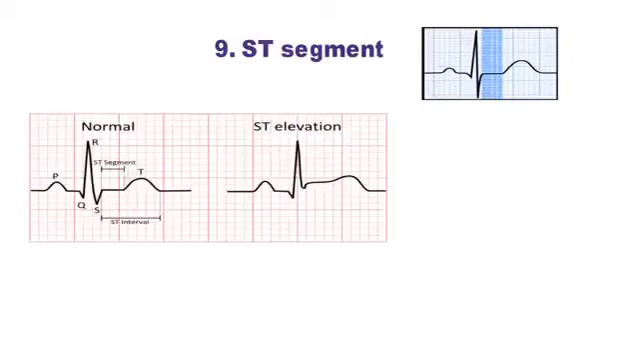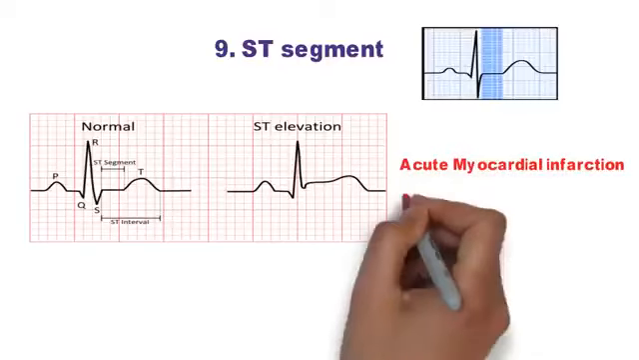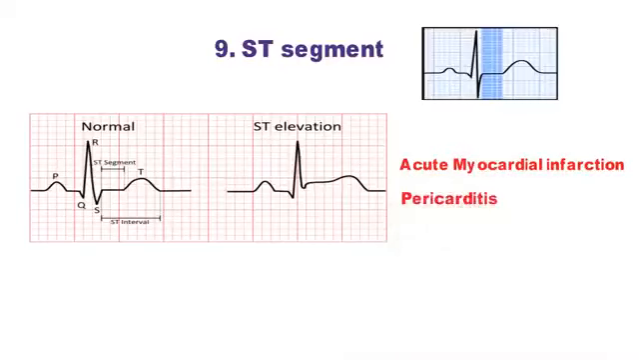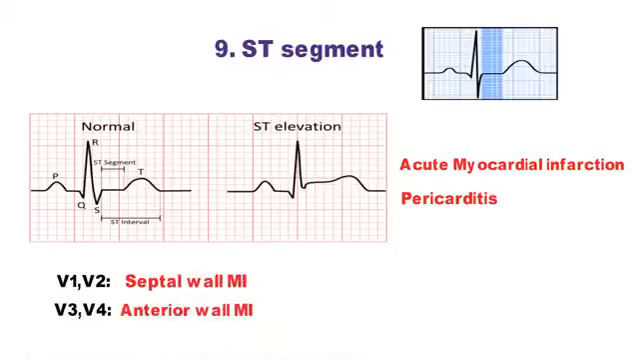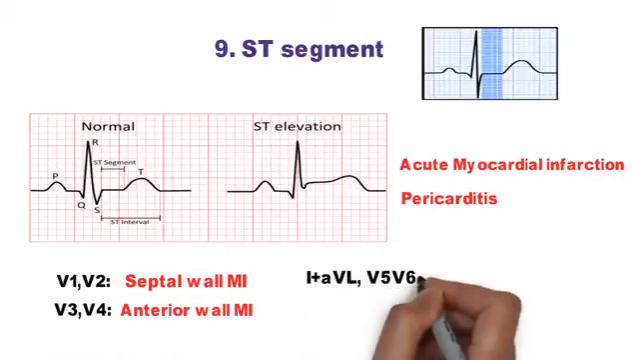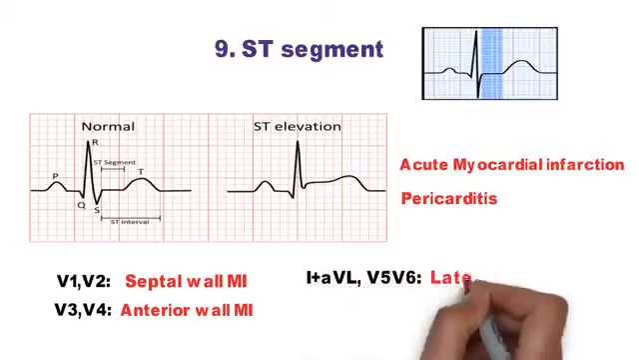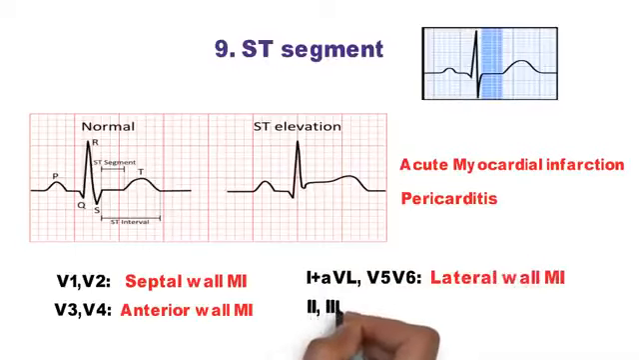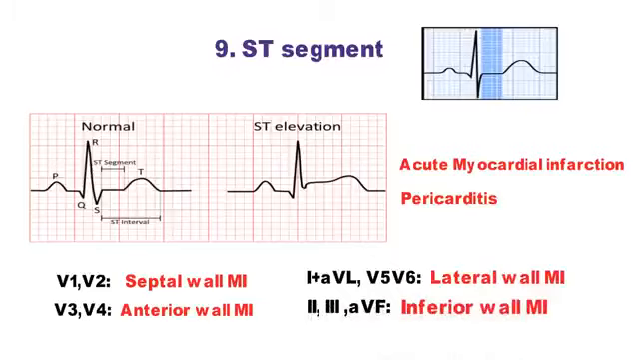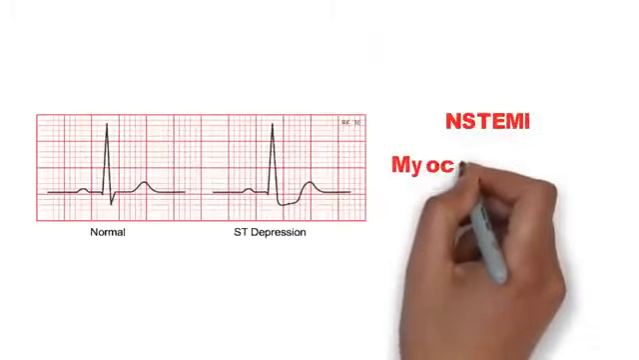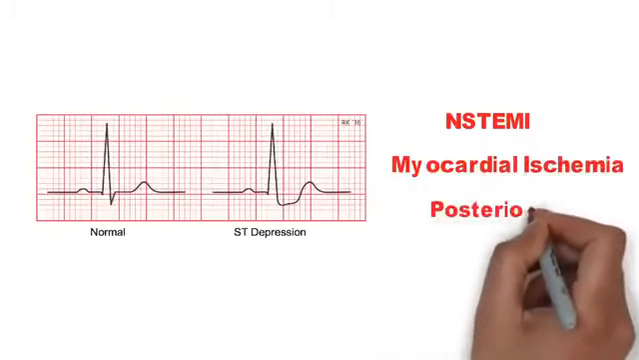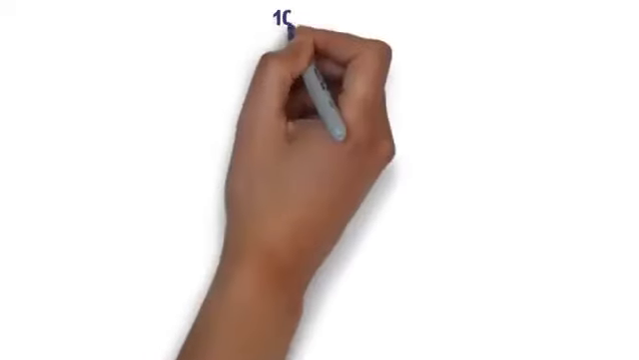As in this ECG, you can see ST elevation, which could be commonly due to acute myocardial infarction or in pericarditis. If ST elevation is present in V1, V2, then it is septal wall MI. If in V3, V4, then anterior wall MI. If present in lead 1 plus AVL and V5, V6, then lateral wall MI. And if present in 2, 3, AVF, then it suggests inferior wall MI. ST segment depression is seen in NSTEMI, myocardial ischemia, posterior MI, and many other causes.